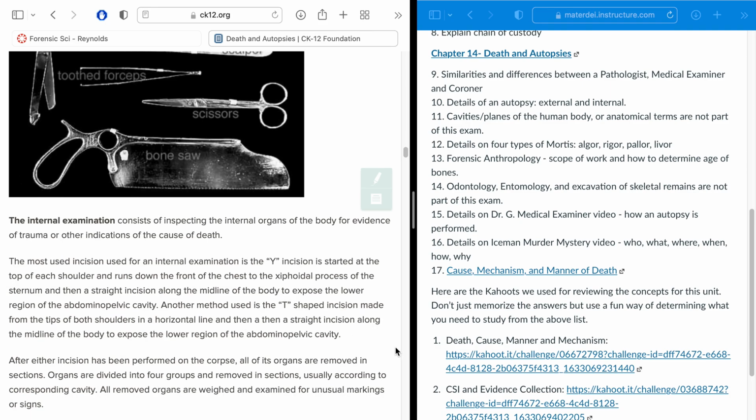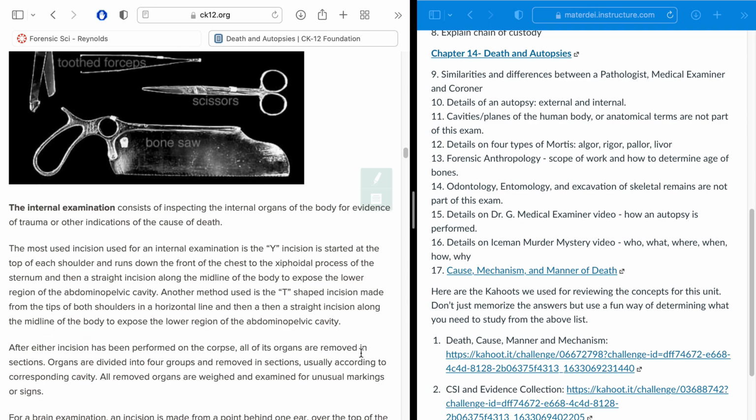So the external examination happens first. So after the CSIs are done, then the medical examiner will examine it again on the exterior, more with that critical eye, looking for entrance wounds and exit wounds and any sign of trauma from the outside before they make any incisions. Then they'll do the internal examination.